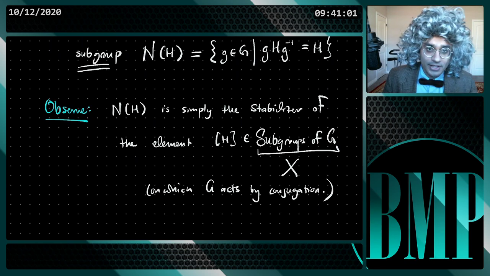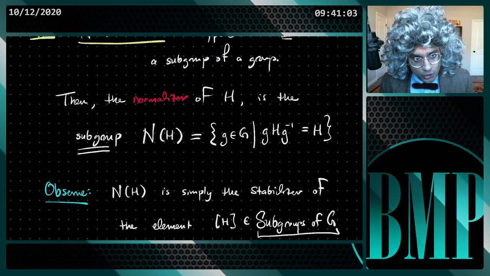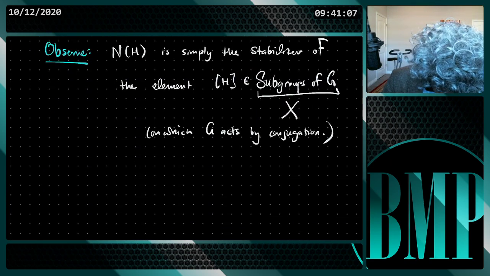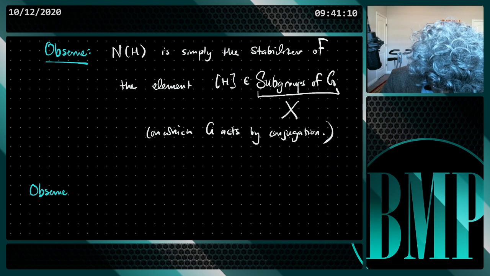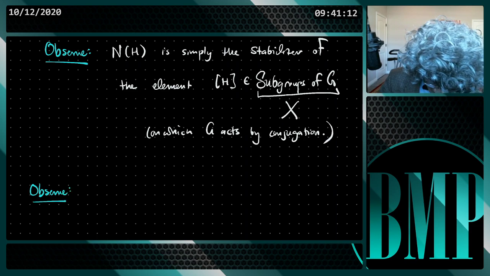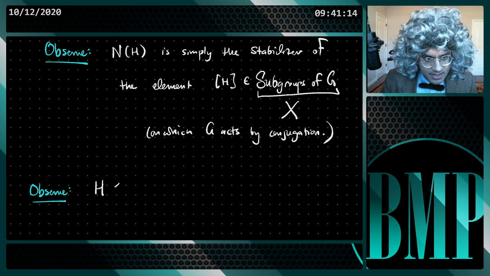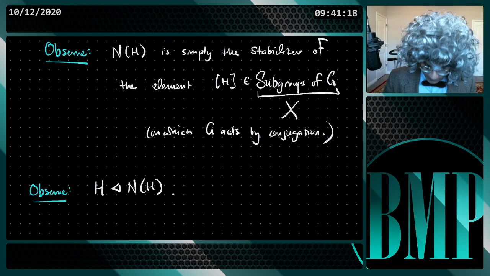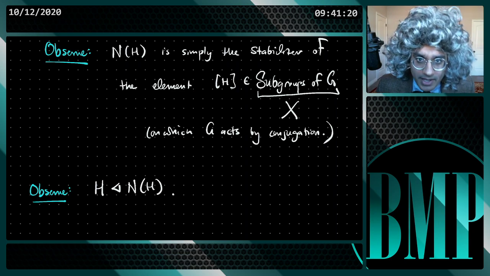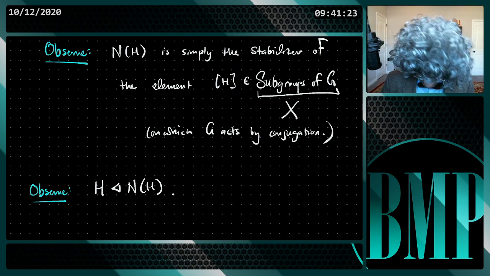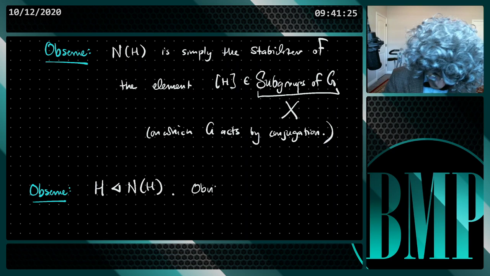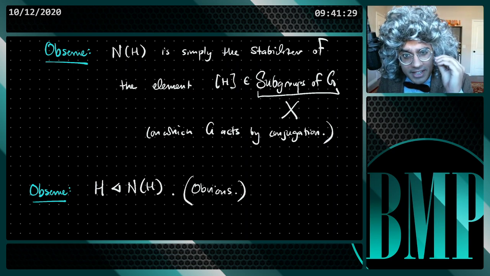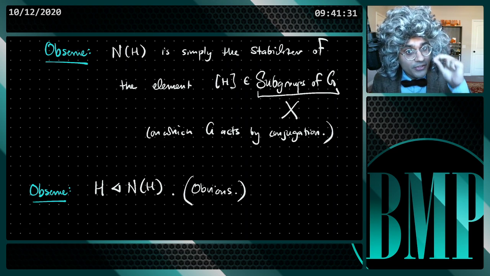Okay, so that's a group that's born from any subgroup. Also observe that H is automatically a normal subgroup of the normalizer of H. This is obvious, but it's also kind of the point of the normalizer.